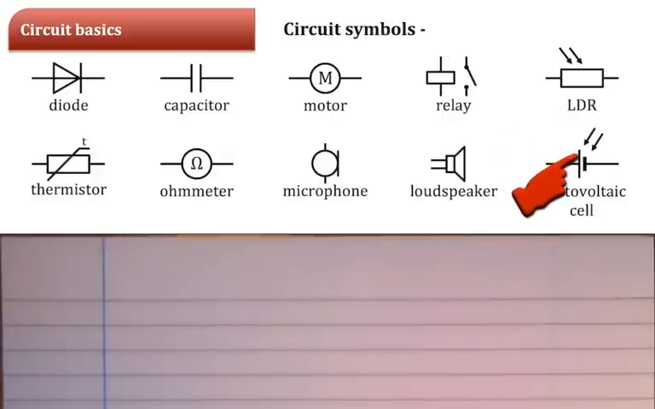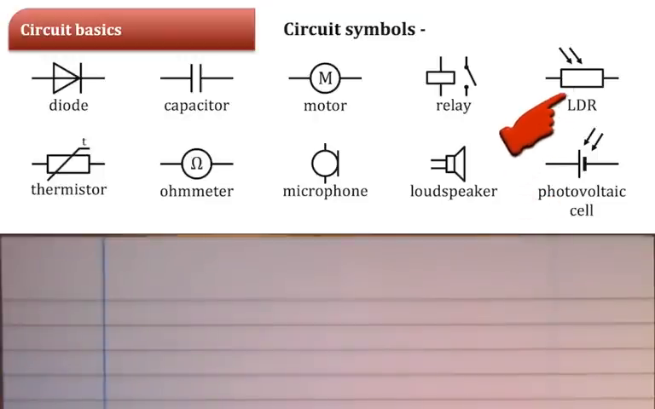This one also has arrows pointing towards it. This is something better known as a solar cell. Remember, in the last slide we saw the actual symbol for the cell, and we've got arrows pointing towards it, so this is something to do with light. When you shine light on the solar cell, which is also known as a photovoltaic cell, it creates a voltage. The brighter the light, the higher the voltage.